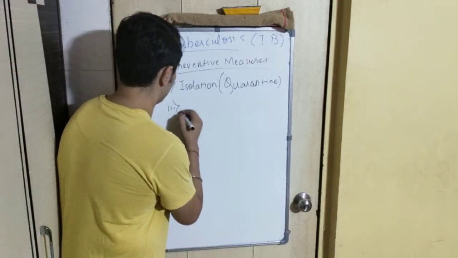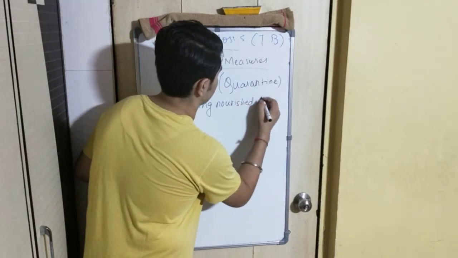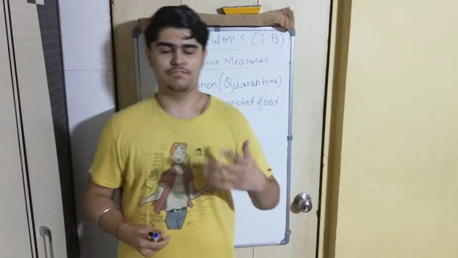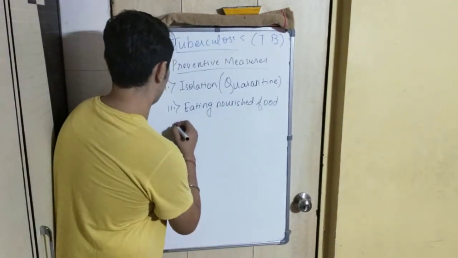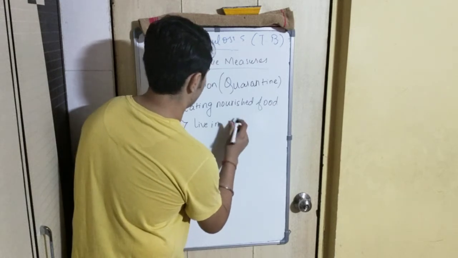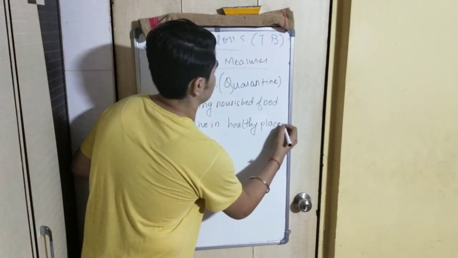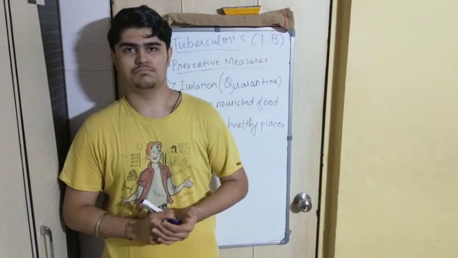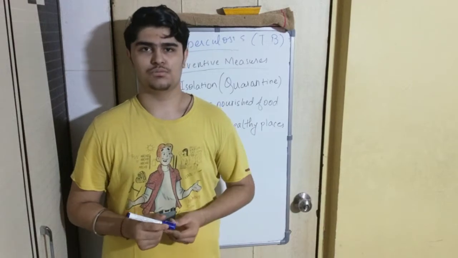The second is eating well nourished food. Yes, you should eat good food, which is rich in nutrients, that is vitamins, proteins, minerals and all. You should not eat junk food. Third is you should live in healthy places. You should live in healthy places, not at places where there is more dust or garbage, so that the infection can come to you at a much faster speed.